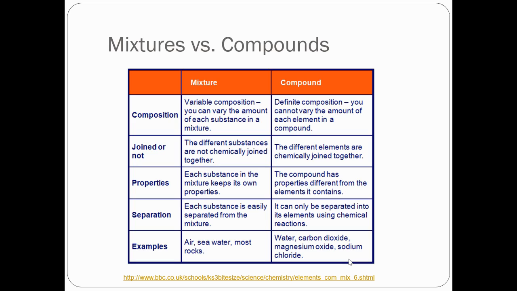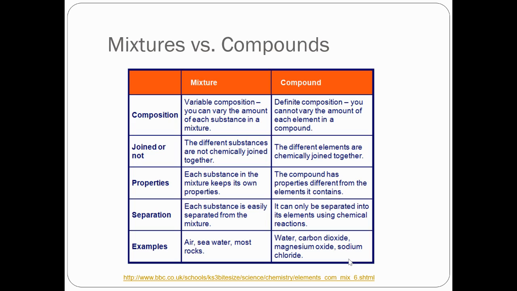It doesn't matter. But in a compound, you have to have definite composition. It has to be the same every time. You can't vary the amount of each element in a compound. So again, for every two hydrogens, you have to have one oxygen, H2O, right? In table salt, for every Na, you have to have a Cl, one Na, one Cl, 1 to 1. For CO2, carbon dioxide, the gas that you exhale, you have to have one C, and you have to have two oxygens every time.